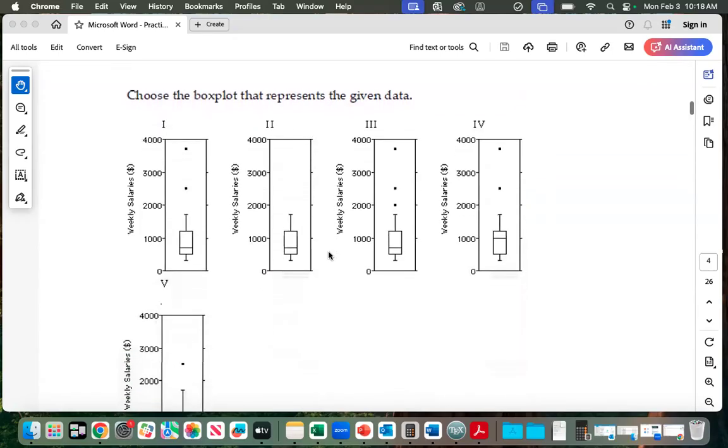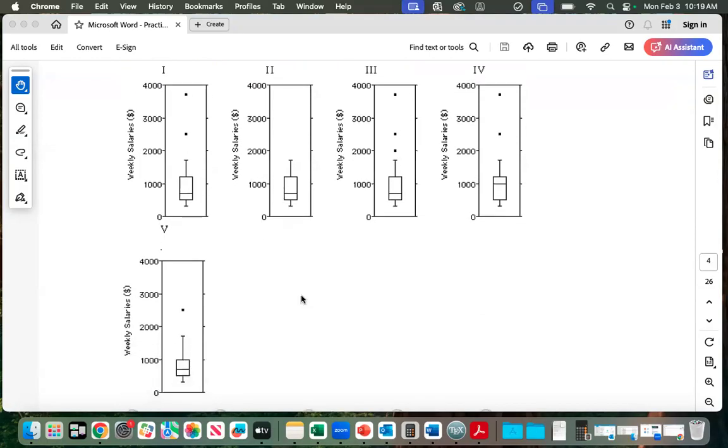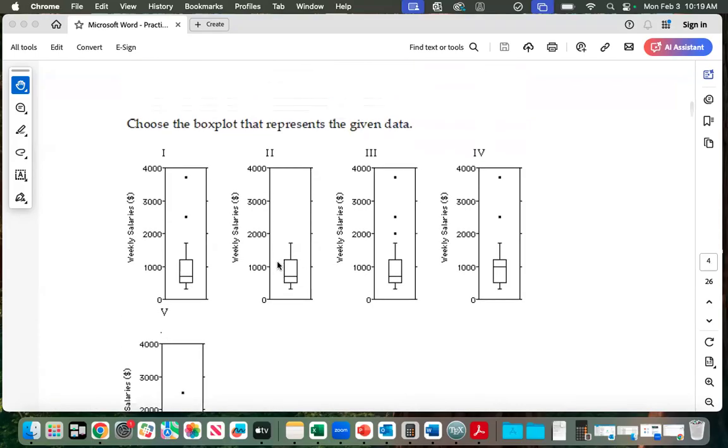Looking at our box plots, this box plot here is skewed right. This is also skewed right. Can you see that? This is skewed right. This is skewed left, so this is out. This looks a bit symmetric. So we are in competition between two of them. Is that okay? Now, what is the difference here?